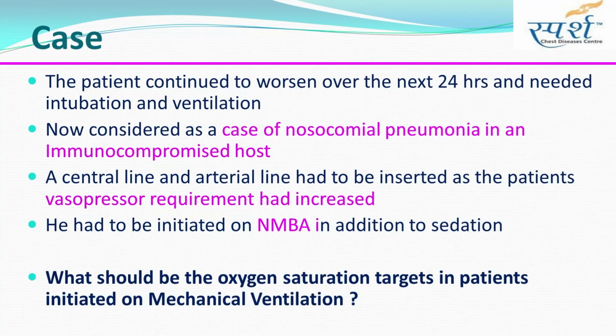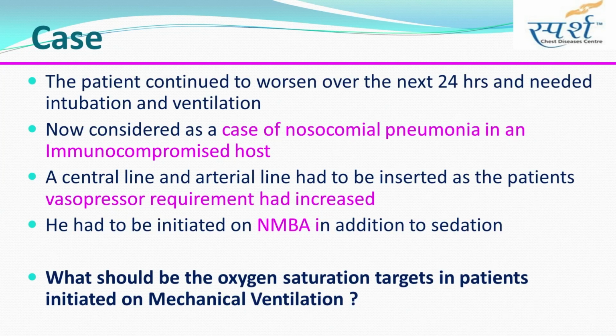Now, our patient continued to worsen over the next 24 hours. He needed intubation and ventilation. Now we were considering him as a patient of nosocomial pneumonia. Remember, this is day 7. He develops a fresh bout of fever and respiratory distress. He is immunocompromised. So we put in a central line. His vasopressor requirement had increased, and now he was on neuromuscular blockade agents.